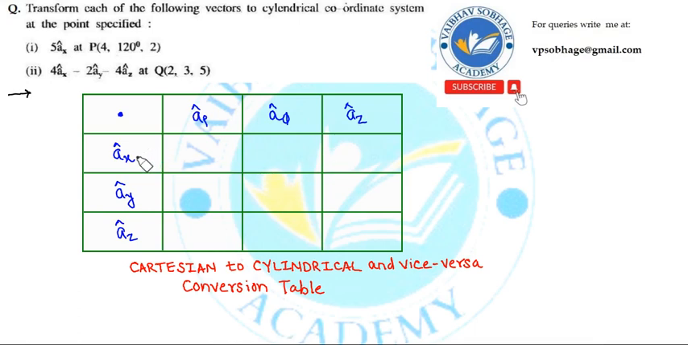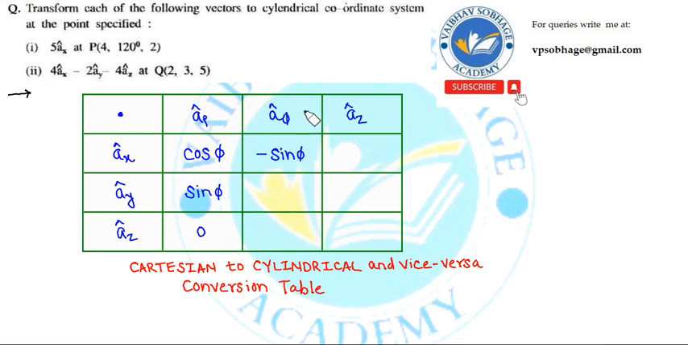Now what is the dot product between a x and a rho? a x dot a rho is equal to cos of phi. The dot product a y dot a rho is equal to sine of phi, and a z dot a rho is equal to 0. Now the dot product between a x and a phi is equal to minus sine phi.